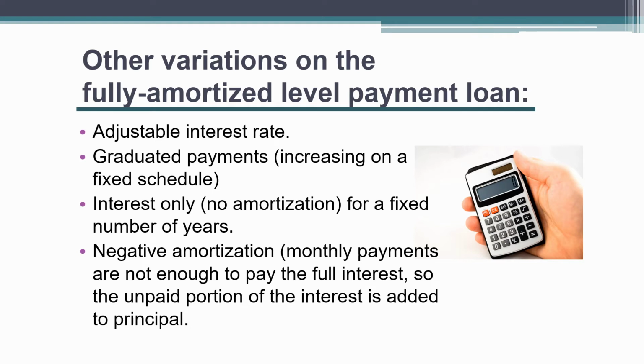Indeed, there might even be a loan with negative amortization, where the monthly payments are not enough even to pay the full interest, so that every month the unpaid portion of the interest is added to the principal. Now, this type of loan is considered extremely risky from a lender's point of view because instead of going down over time, the loan will go up in balance over time, and unless the property also rises in value, the lender's security, the lender's loan-to-value ratio will get worse and worse instead of better and better.